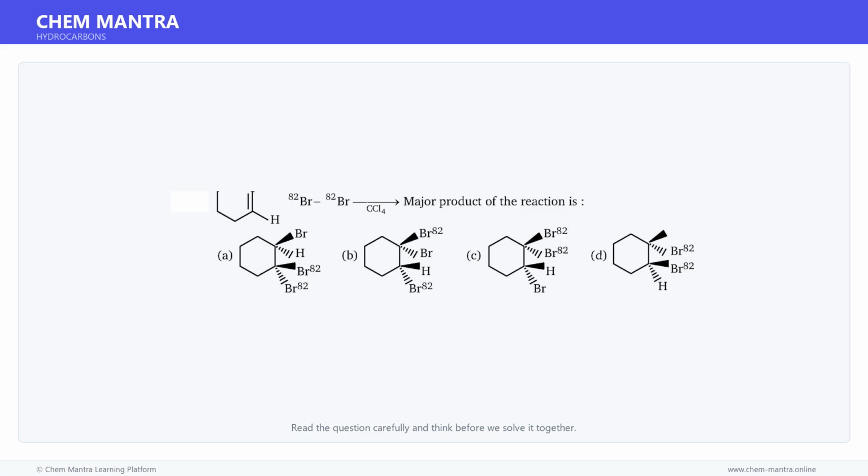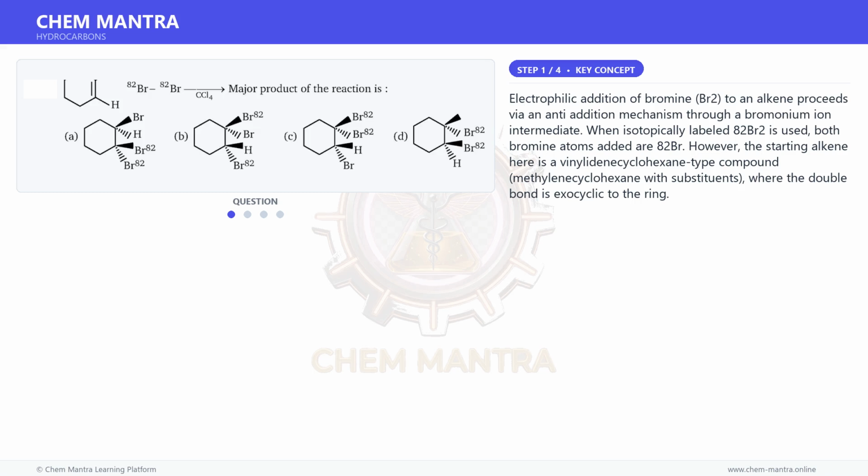Here is a question. Read it carefully and think about the answer. Let us solve it step by step. Let us first understand the key concept here. Electrophilic addition of bromine, Br2, to an alkene proceeds via an anti-addition mechanism through a bromonium ion intermediate.